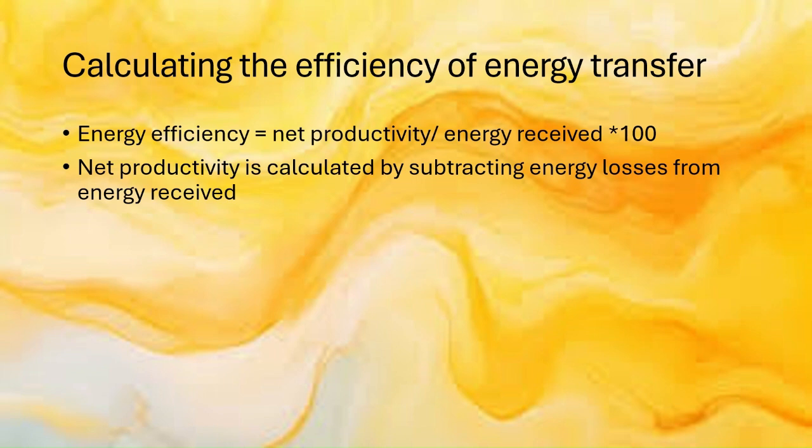So how do you calculate energy efficiency? Energy efficiency is calculated by net productivity over the total energy received, times 100. Net productivity is calculated by subtracting energy losses from the energy received. If you want a detailed video on gross primary productivity and net primary productivity, do check it out because it's already been posted.